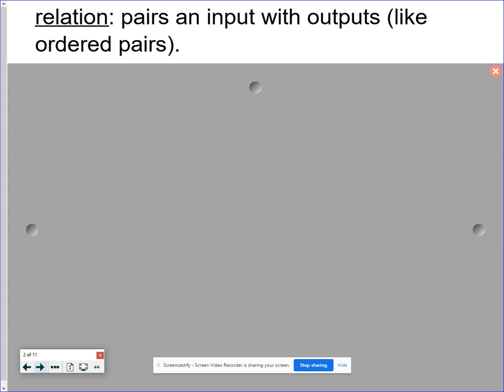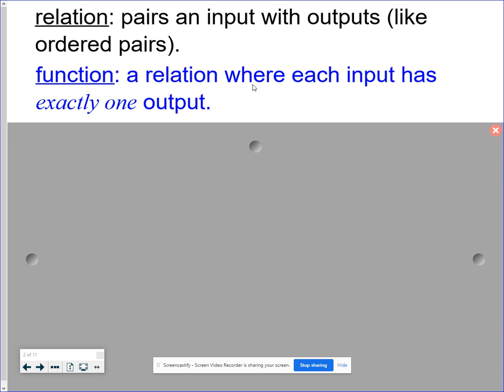I've got some vocabulary that I want to go through that you might want to make some notes on. A relation, we talked about that yesterday, again inputs and outputs, so that's like ordered pairs. A function is a specific kind of relation. You could have anything that's a relation basically, as long as you can write ordered pairs, but each input can only have one output. That's what makes it a function.